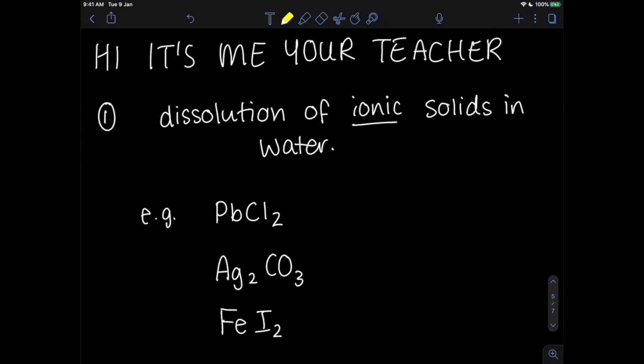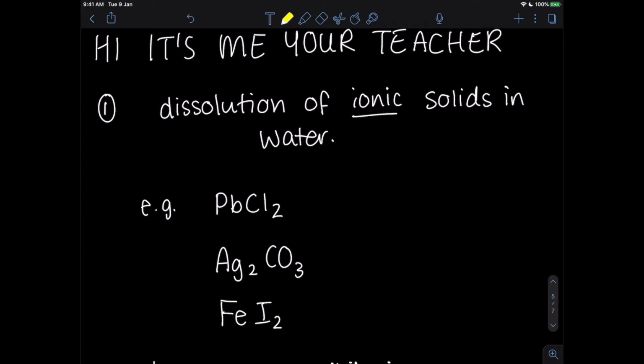Today in this video I'm going to talk about ionic solids dissolving and how we write those equations. I did a little bit of it at the end of my last video, but we're just going to do a bit more practice today, and we're also going to talk about how we can write these equilibrium expressions for these dissolution equations. So dissolution is just a way to say the dissolving of.